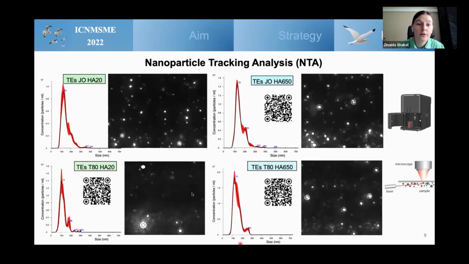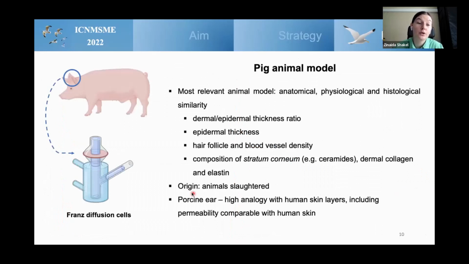Next, our step was to choose a skin model to see how our nanoparticles permeate the skin. For that, we chose pig ear. It's an animal model, which is really relevant, has good correlation with human skin. It has similar dermal-epidermal thickness ratio, also hair follicles and blood vessel density, composition of stratum corneum, ceramides especially, dermal collagen and elastin, and the origin is from slaughtered animals, so we don't need ethical approval for that.